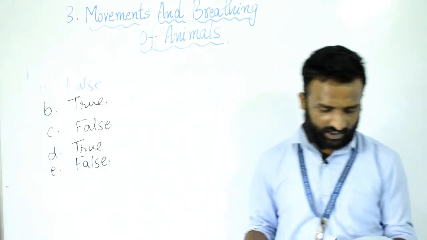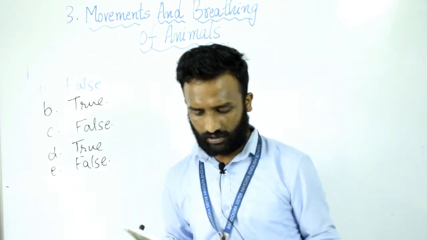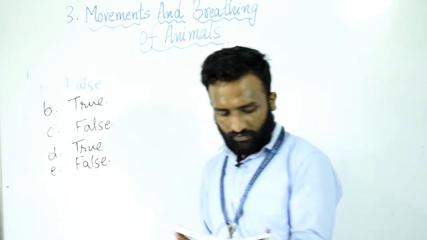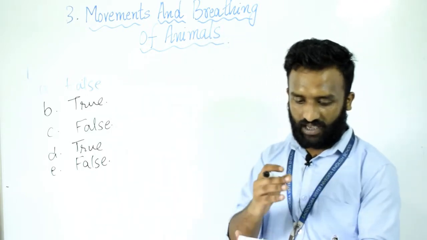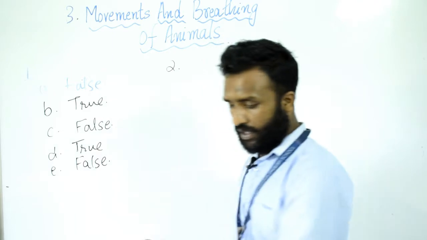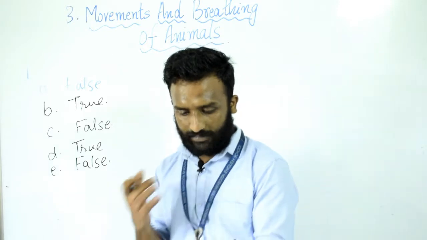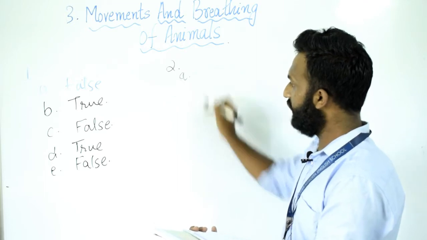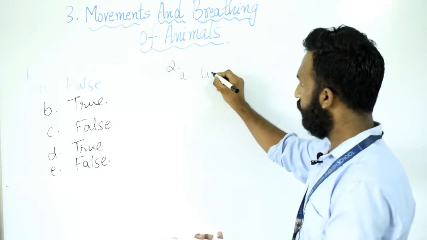Okay, now let's go to the next question. We have match the column. So in the first we have land animals. Land animals, what they have here in the column, it is given. Land animals, if you see in column B, they are webbed feet, legs, limbs, scales, tentacles. So what will the answer be for A? It is land animals. The answer will be limbs.